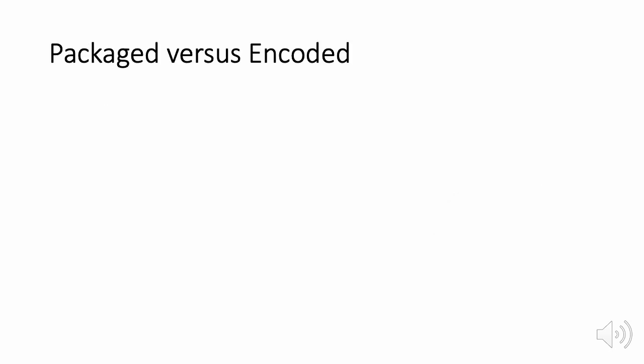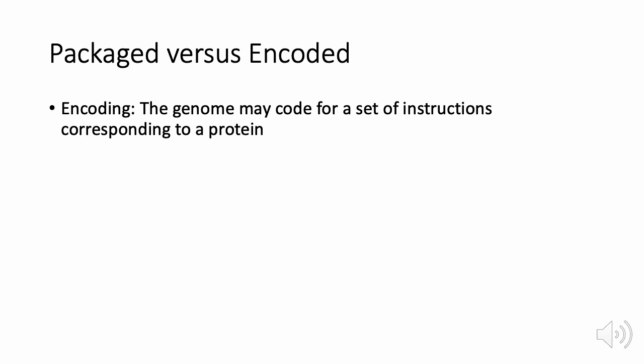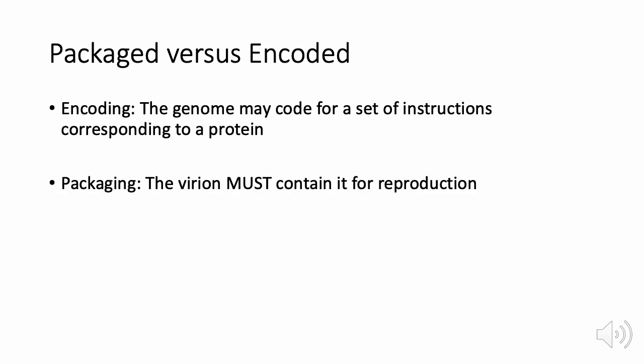Packaged versus encoded. Encoding is a set of instructions provided in the genome. Encoded proteins are required by the virus to make complete functional virions. These proteins may undergo production in the cell if the proper machinery is present to transcribe and translate. Packaging indicates that the protein is included in the virion. It must be brought along for reproduction to occur.